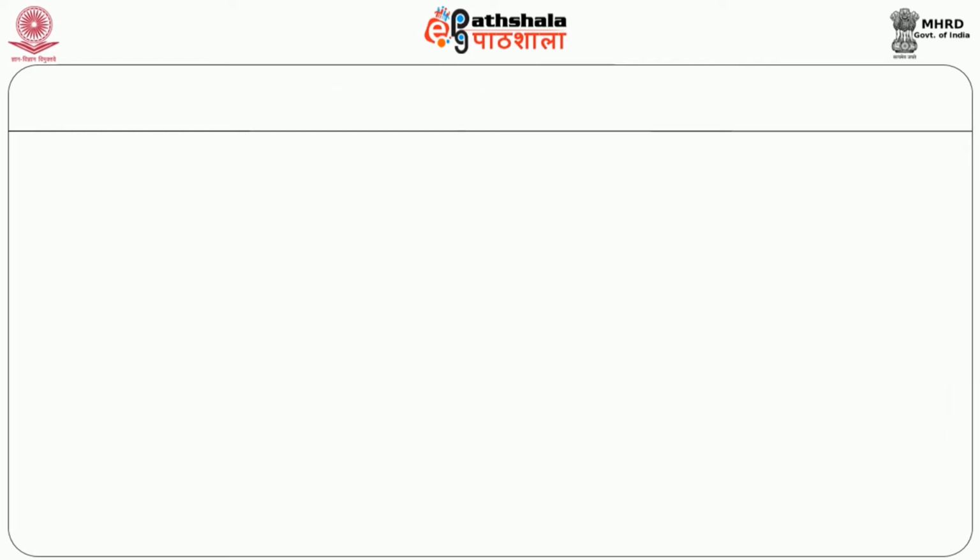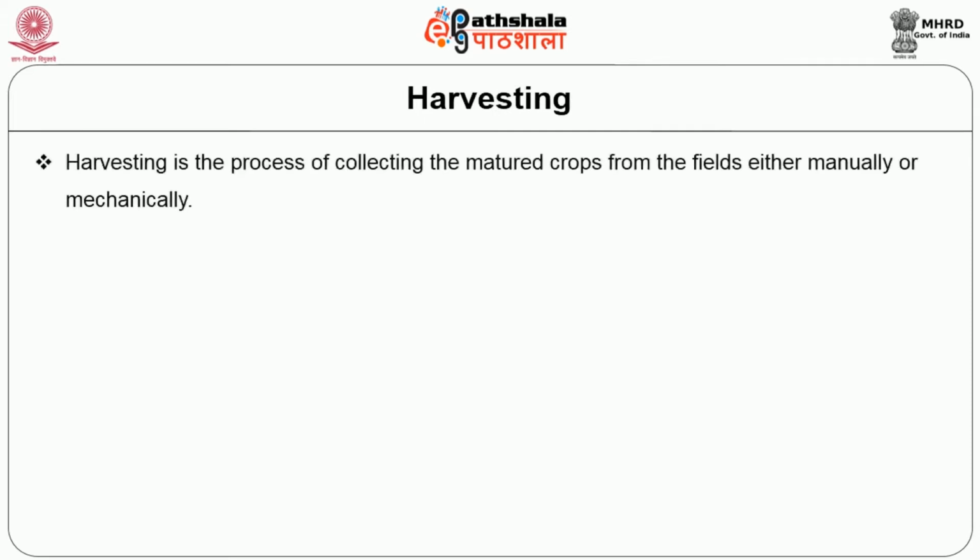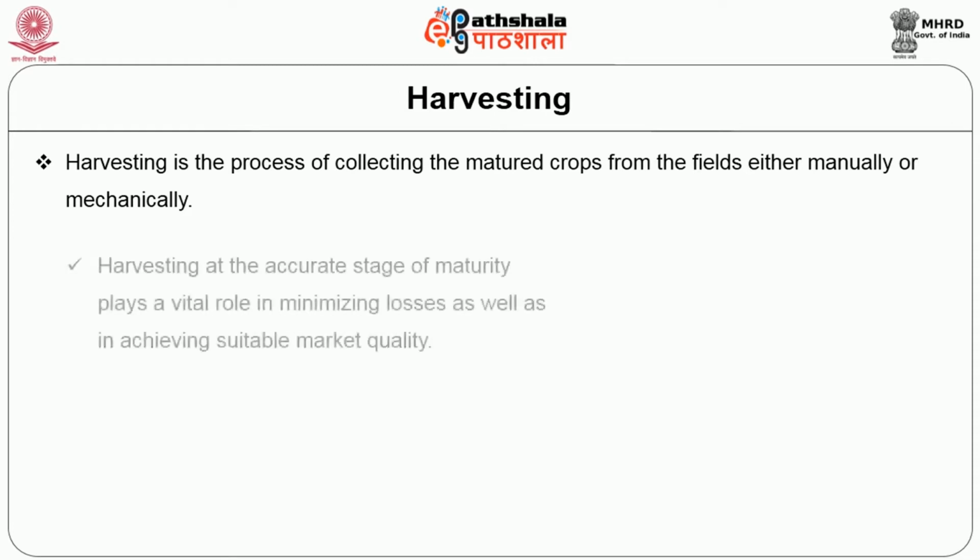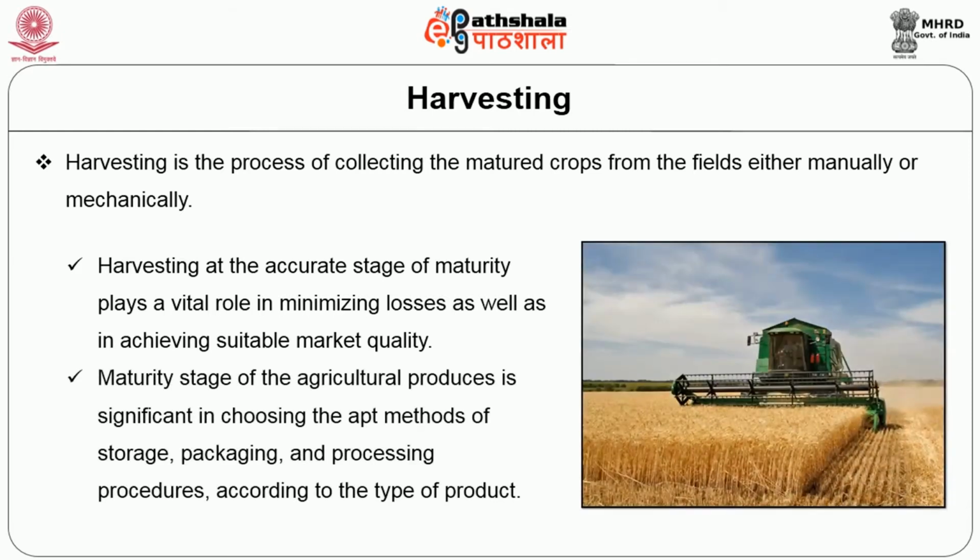Let us discuss harvesting, which is the first step in the processing. Harvesting is the process of collecting the matured crops from the fields either manually or mechanically. Harvesting at the accurate stage of maturity plays a vital role in minimizing the losses as well as in achieving suitable market quality. Maturity stage of the agricultural produces is significant in choosing the apt methods of storage, packaging and processing procedures according to the type of product.